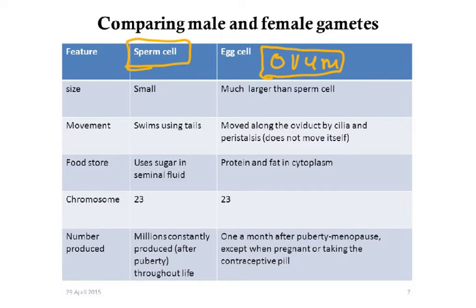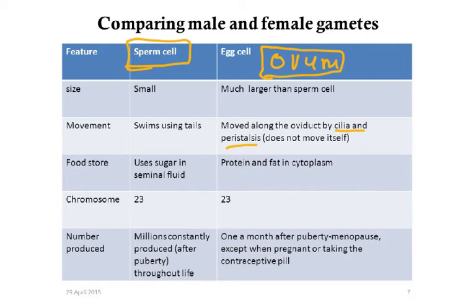Both of them have a cell membrane, but the sperm has a flagellum and it can move, while the ovum, of course, cannot move. Now, the sperm swims using the tail, while the ovum is moved along the oviduct by cilia and peristalsis. So the ovum itself cannot move, it's moved by the cilia and the peristalsis of the oviduct.